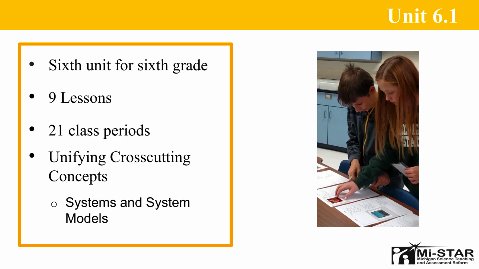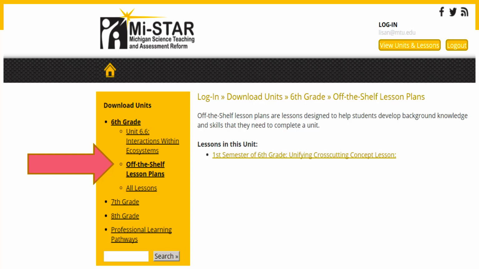This unit is designed as the first unit in the 6th grade MyStar curriculum. Unit 6.1 is comprised of 9 lessons, including the opening lesson and closing lesson, requiring a minimum of 21 50-minute class periods. The semester unifying cross-cutting concepts are systems and system models. If students are unfamiliar with systems and system models, use the off-the-shelf lesson UCC Systems and System Models to introduce your students to the cross-cutting concept. This off-the-shelf lesson is found on the MyStar web portal under 6th grade units.